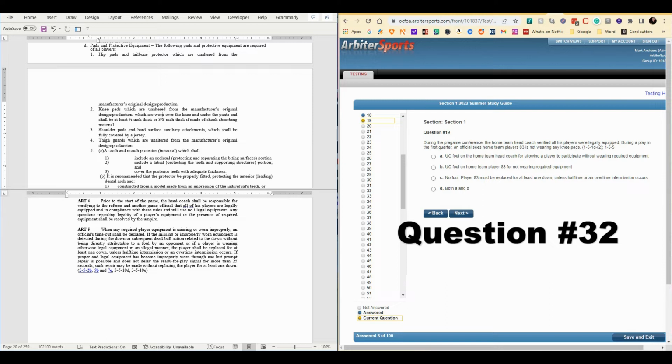So this is a rule that has really been misunderstood for a long time, and we've changed the rule several times. So let me make it clear. And it's actually very clear here in 155. When any required player equipment is missing or worn improperly, an official's timeout shall be declared. Okay. That's really all you need to know for the purposes of this question.